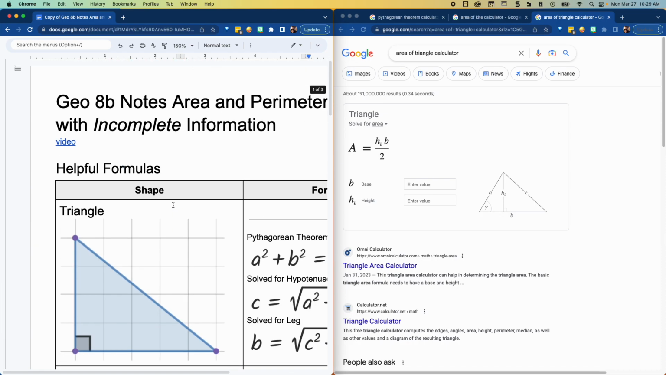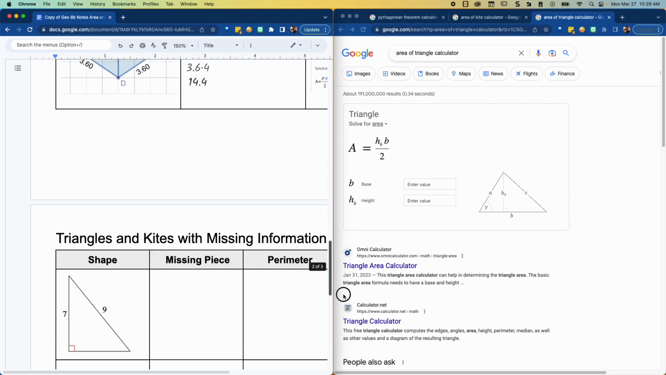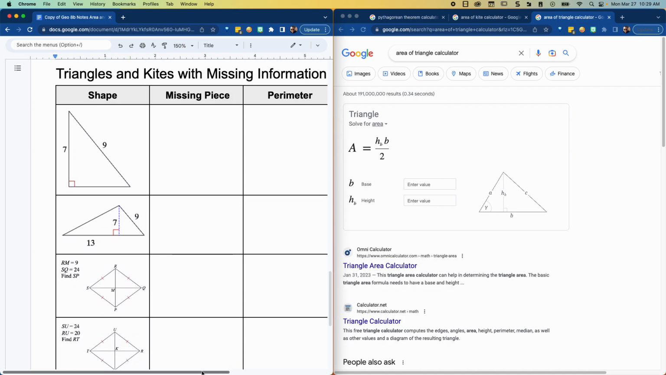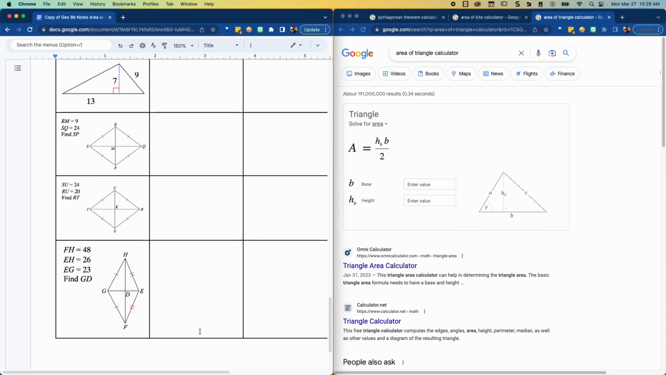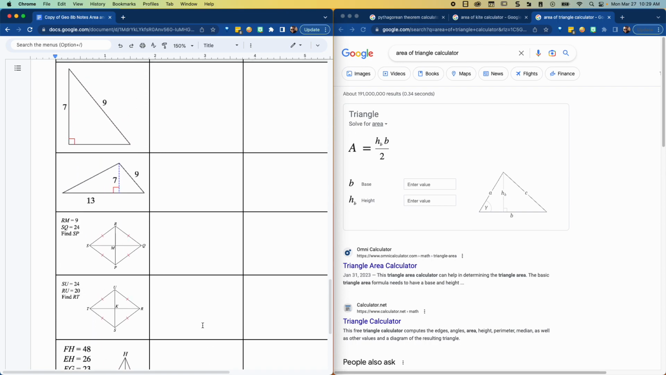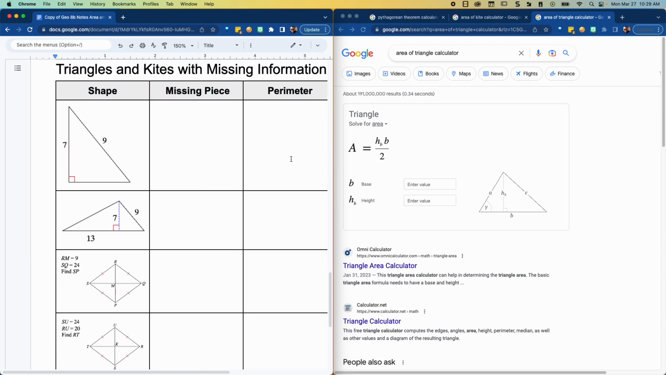Continue with these notes on finding area and perimeter with incomplete information. On these next handful of shapes, it's just one page of shapes here, but each of these has missing pieces, and in those missing pieces we need to figure out what it is or how to get it, and that will then help us calculate the total perimeter and total area.